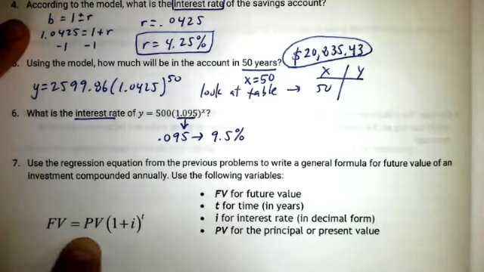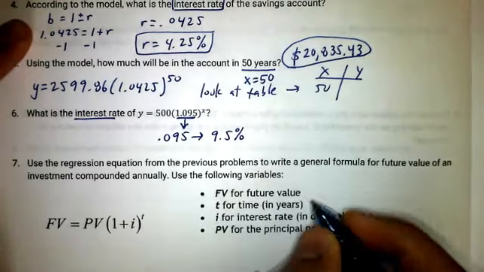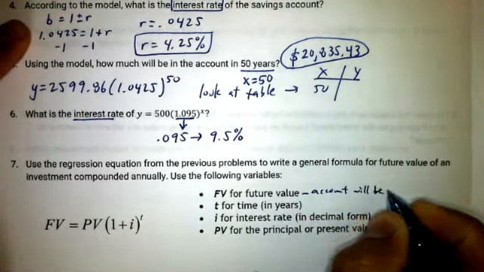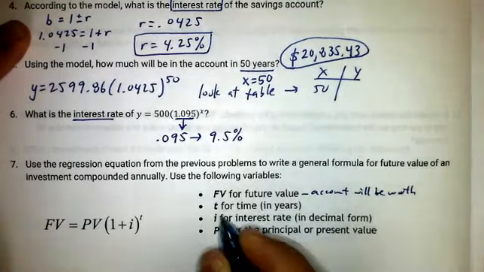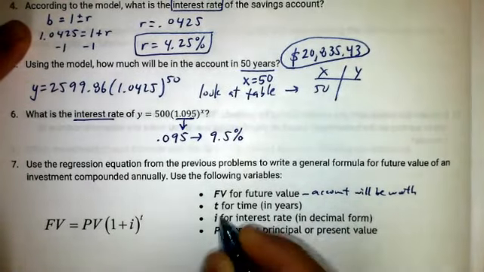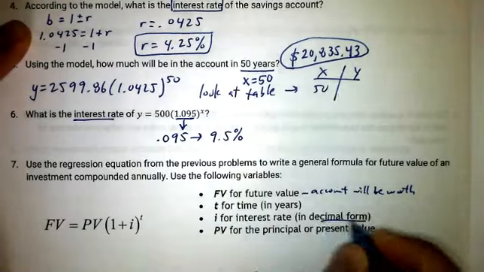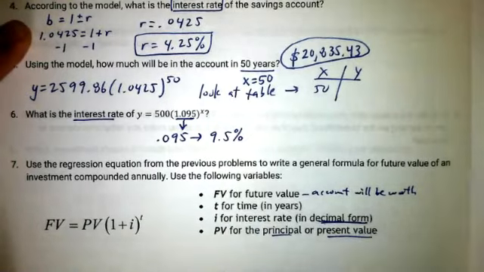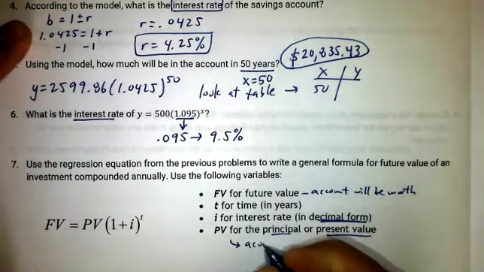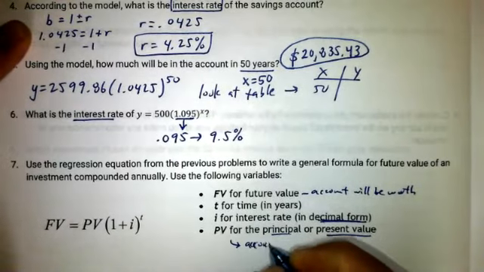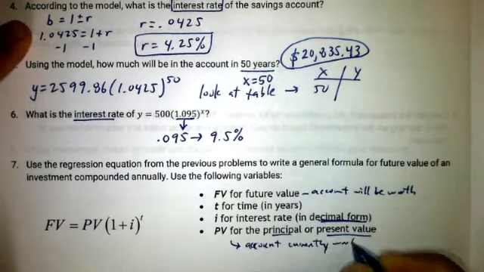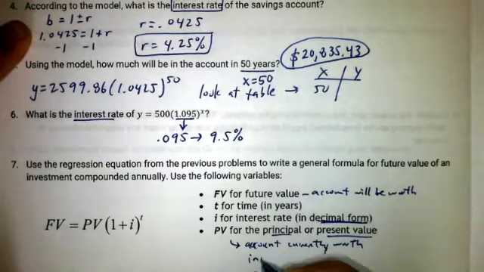So this is just the general exponential growth formula for interest, where FV is how much the account will be worth. T is time in years. I is our interest rate, which has to be in decimal form. PV is the principal or present value. That's how much the account is currently worth. Sometimes we call that the initial investment.